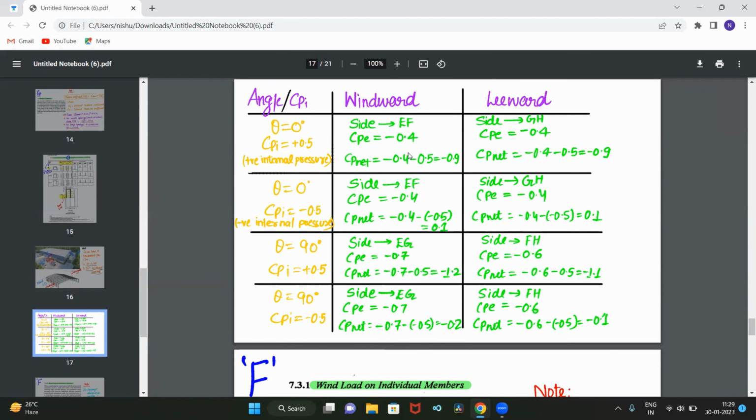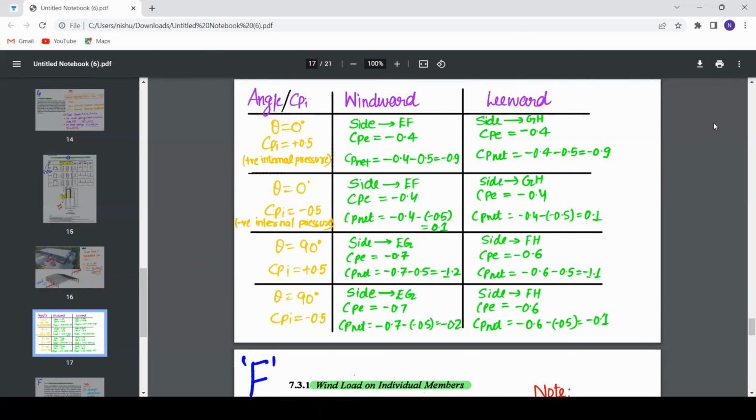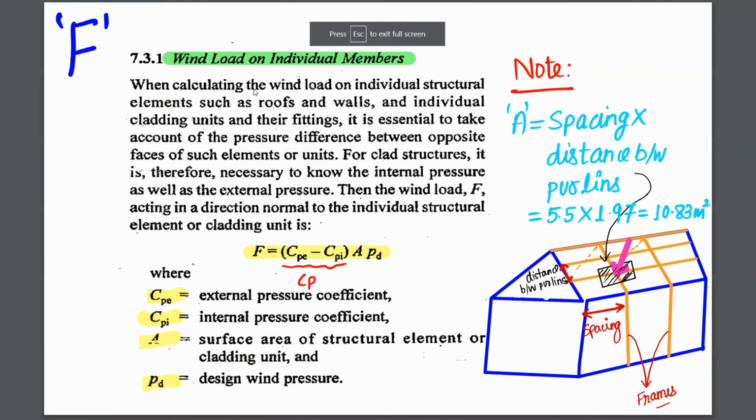So from this table, you can calculate a total of 8 cases for CP external. And for these 8 cases, we are going to get 8 values of forces. The value of force can be calculated as per clause 7.3.1, wind load on individual members. Here you can see a simple formula, that is F equal to Cp into A into Pd. Cp is Cp external minus Cp internal. So you have to multiply by area and design wind pressure.